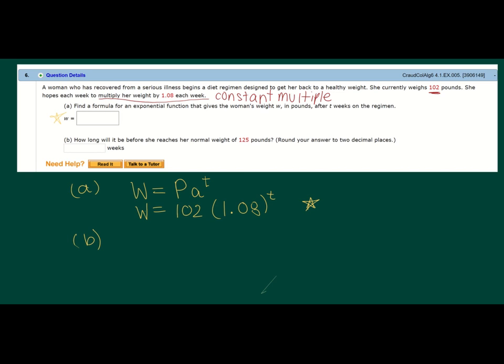In part B, it says, how long will it be before she reaches her normal weight of 125 pounds? So she needs to gain 23 pounds in order to get back to her normal weight. We can use our formula here and remember that W represents weight. So if you have a known weight, you can substitute that value in wherever you see a W. On the left-hand side where I have a W in my formula, instead I'm going to write the normal weight I'm trying to reach, which is 125. So 125 pounds equals 102 times 1.08, just following our formula here, to the t.